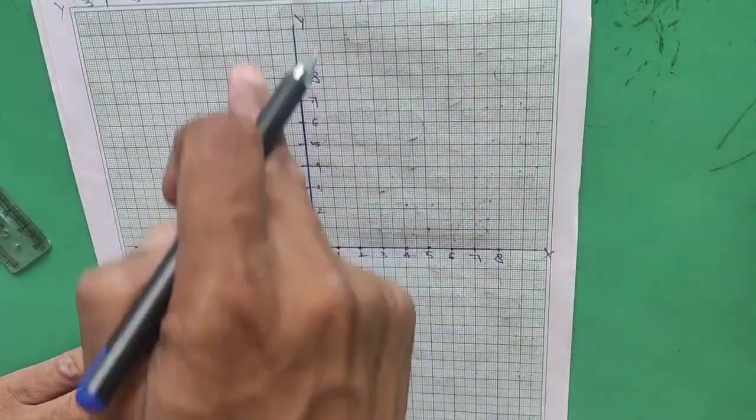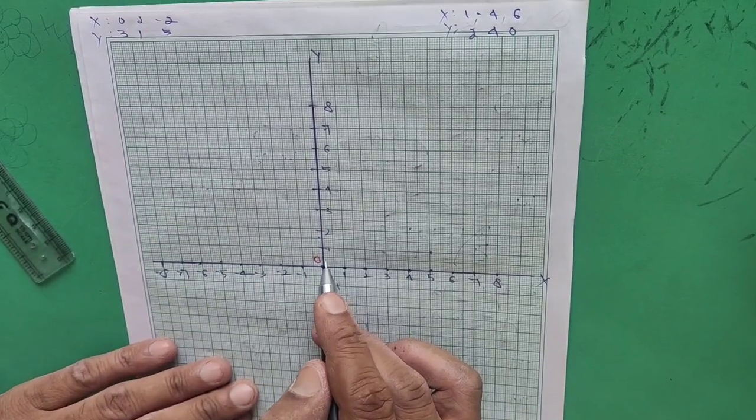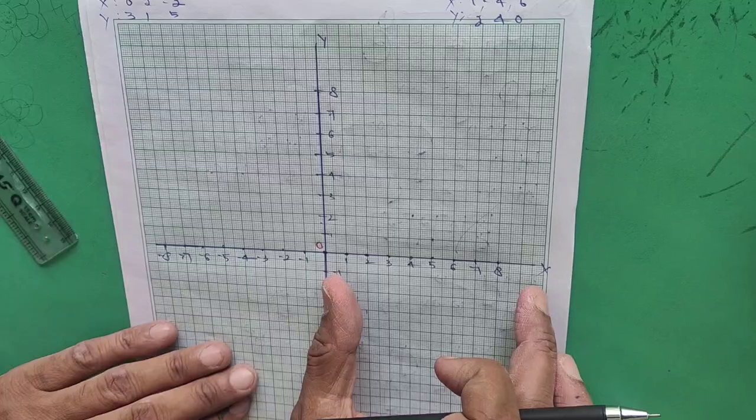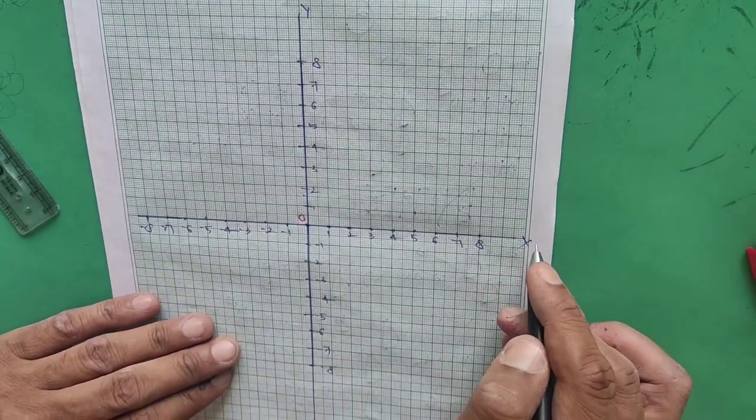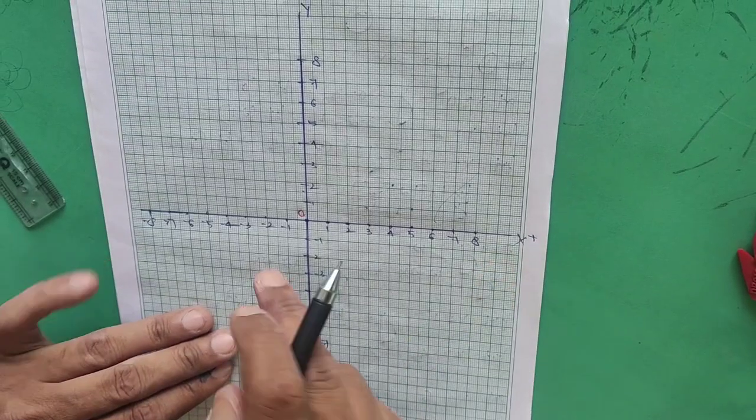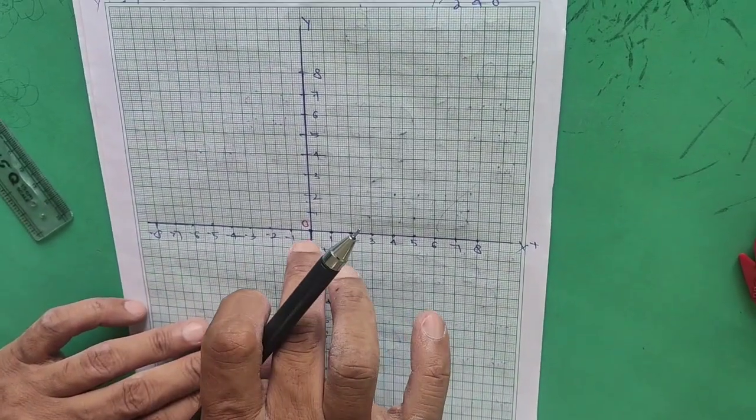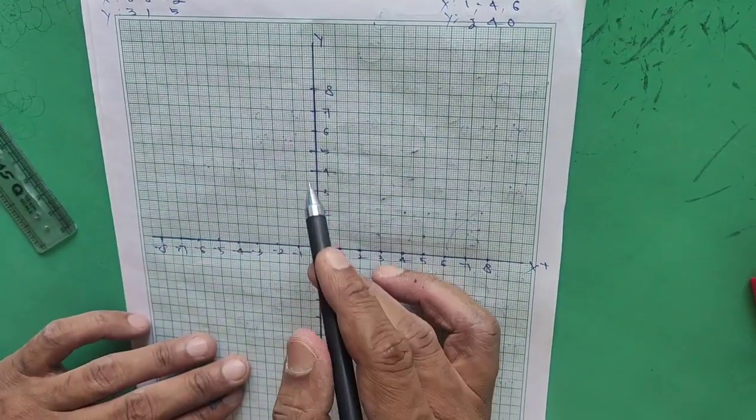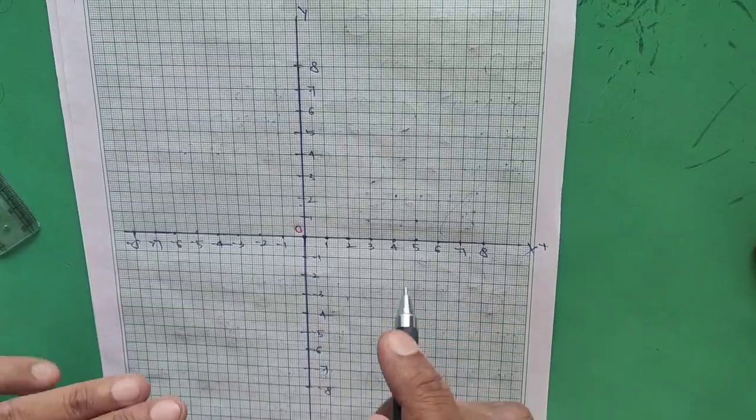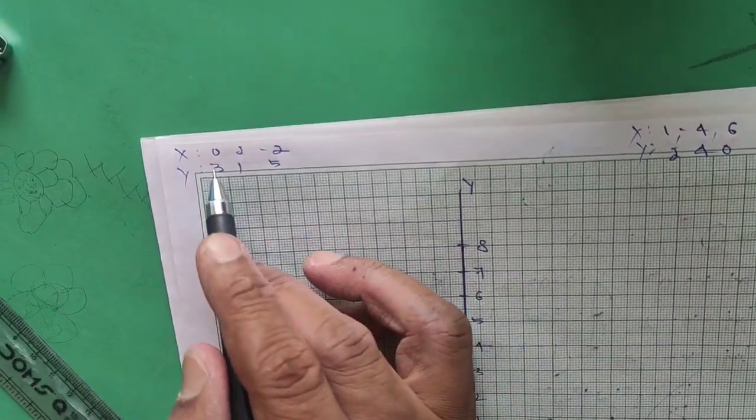This is x-axis, this is y-axis, and this point is origin where x-axis and y-axis cut perpendicularly. These points we know already. The points on the right hand side of the origin are positive x, and the points on the left hand side are negative x, and the points above the origin are positive y, and points below the origin are negative y. First we plot the points of the first line.